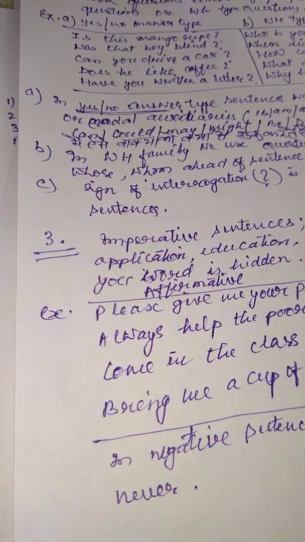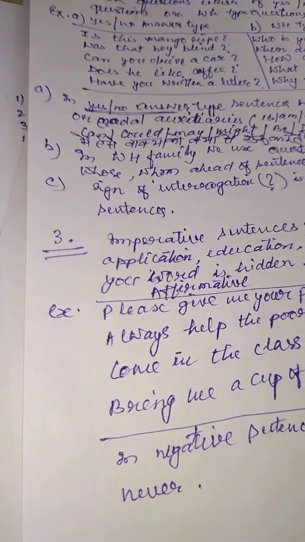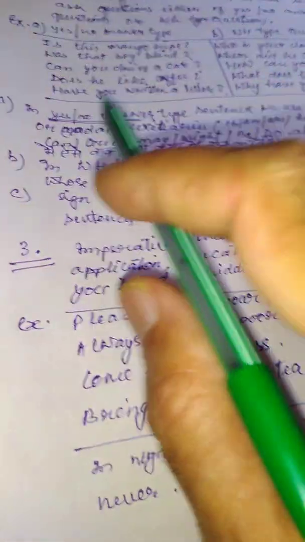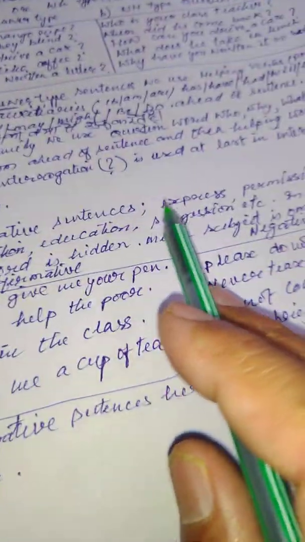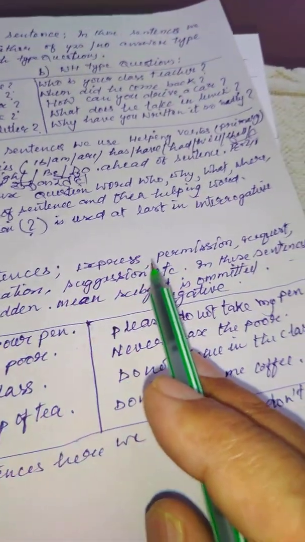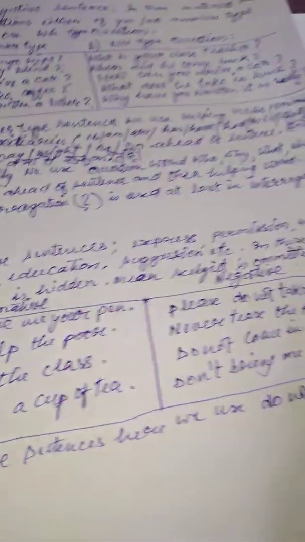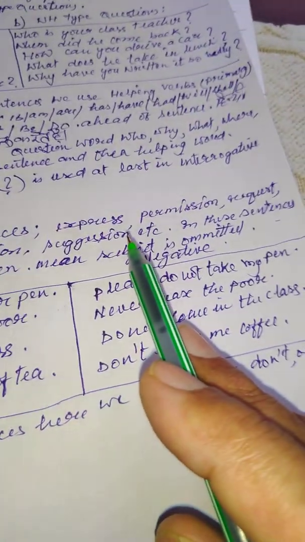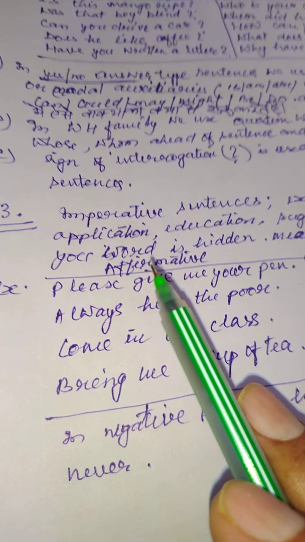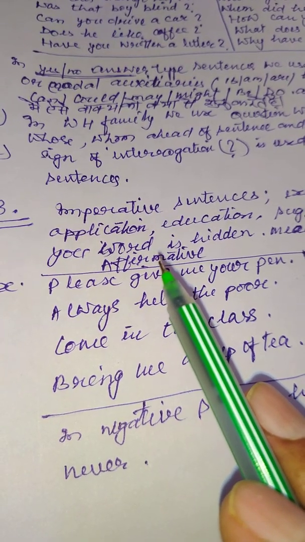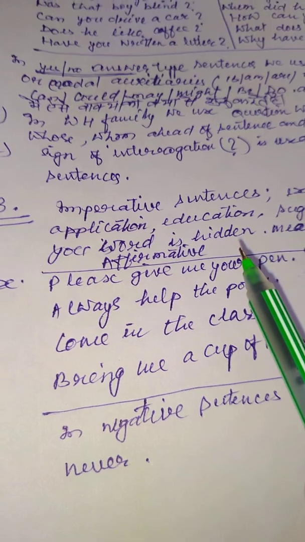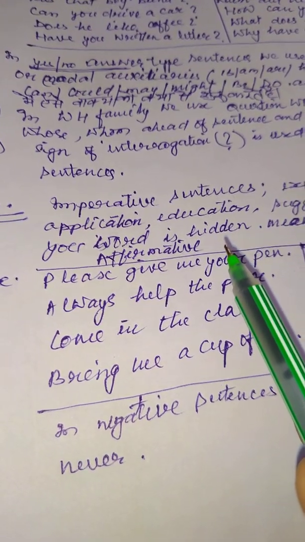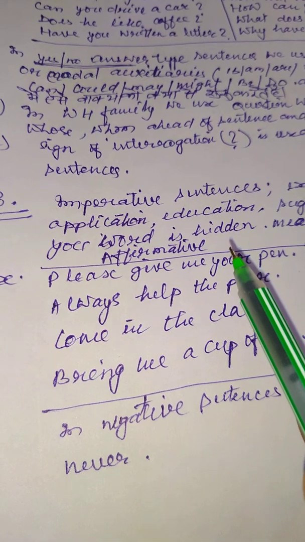interrogative sentences. Now let us learn about imperative sentences. Third heading, imperative sentences. Imperative sentences express permission, request, application, education or suggestion, etc. In these sentences, the word you is hidden. You know, in these imperative sentences, normally we omit the subject.